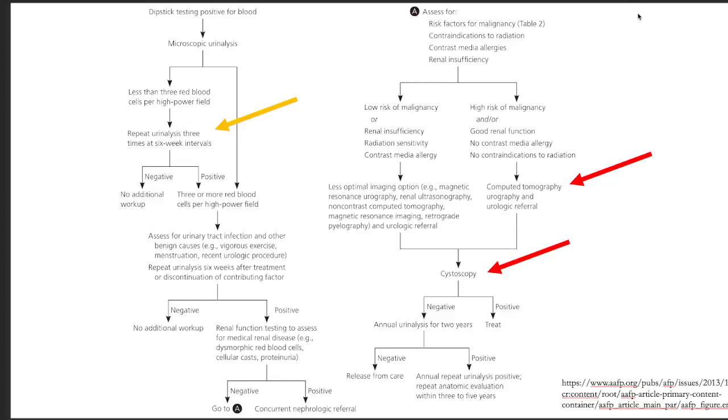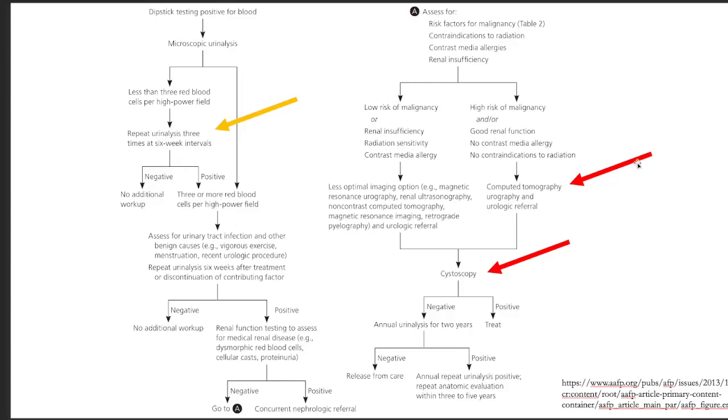I want to point your attention to 3 things. One, you want to look at the yellow arrow here. When you have someone with less than 3 RBCs per high power field, aka you're saying they had a normal urine sample, you don't just let them go home, because the risk of missing bladder cancer is just too high. It's unacceptable. So you're going to repeat the urinalysis 3 times at 6-week intervals. If they're negative on all of those, they're free. But if not, you kind of trigger this whole workup.